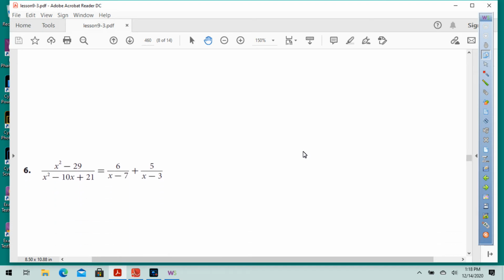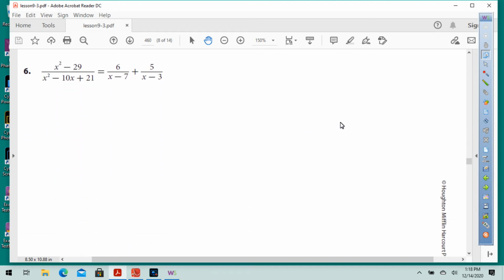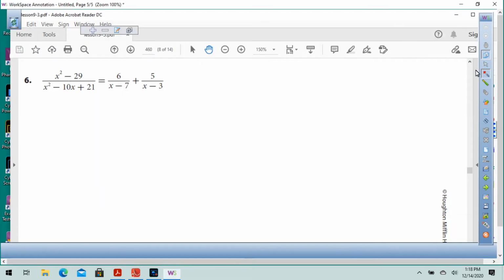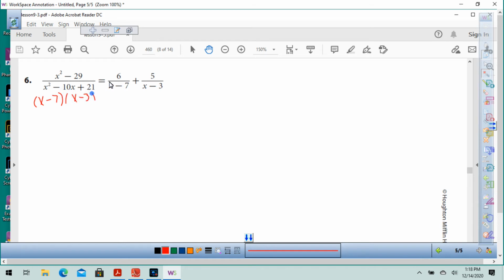Let's take a look at number 6. Oh yeah, we got it going on now. Number 6. What do we need to do first? Well, let's do the factoring. What do we got? 3 times 7 is 21. 3 plus 7 is 10. So I got x minus 7 times x minus 3. Right here was my hint, really. Okay. All right. So x cannot equal 7 and cannot equal 3. All right, and that covers all of them.